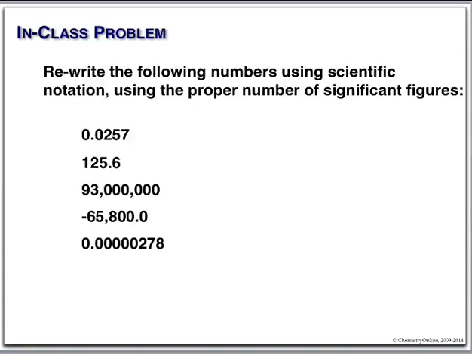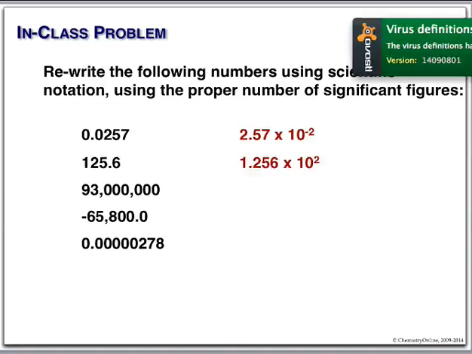.0257 has a decimal. These two are not significant, are they? The leadings are not. So we have three significant figures. We have to move our decimal point two places, making it 10 to the minus 2. Our next number, 125.6. Have a decimal point, don't have zeros to worry about at all, do we? So this is going to be four significant figures. Have to move our decimal point two places over. 1.256 times 10 squared. 93 million again. No decimal point, not significant. Gonna write 9.3, two significant figures, times 10 to the 7th.